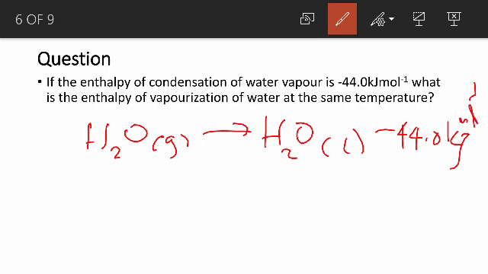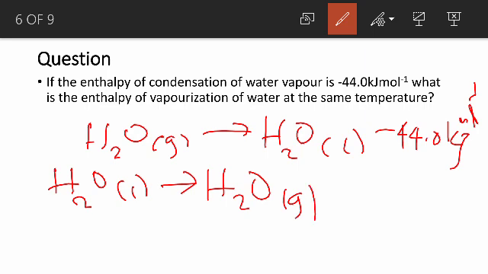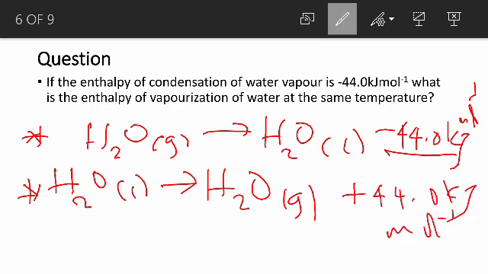Now, we are asked to find the enthalpy of vaporization. Vaporization is simply the process of change from liquid to gas. So we have our water, liquid, now becoming a gas, H2O gas. You can notice that the difference between equation 1 and equation 2 is that one is the reverse of the other. According to the second rule of thermochemistry, if the enthalpy of the first reaction is minus 44.0, the enthalpy of the second reaction will be plus 44.0 kilojoules per mole. I think that's quite easy.